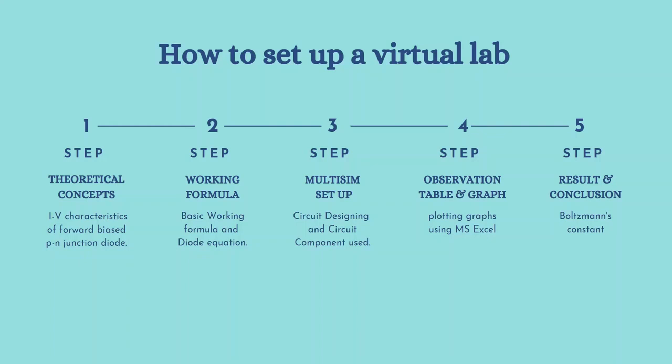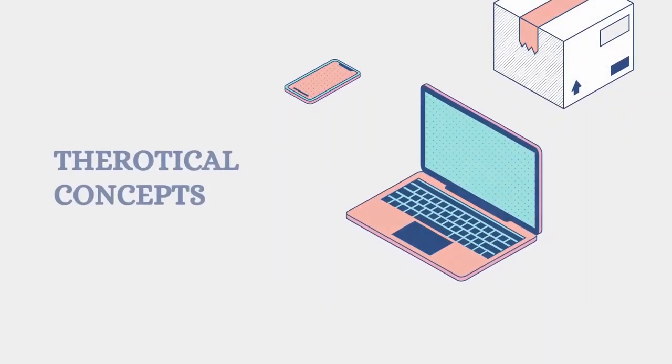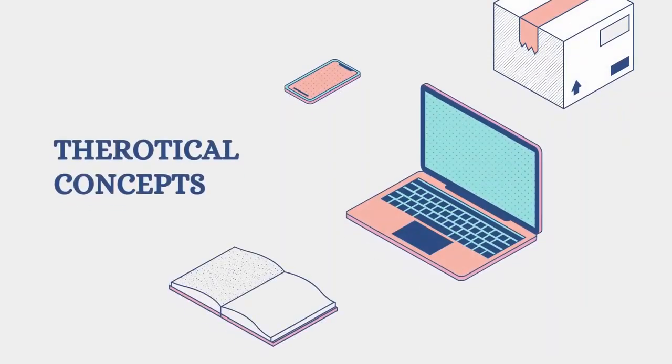In the second step, we will learn the working formula, basically the diode equation. Then in the third step, we will look at the Multisim software which we will be using for designing our circuit. In the fourth step, we will look at the observation table and the graph which we will plot using MS Excel. In the fifth step, we will draw conclusions and find the value of Boltzmann constant. So let's move to the first step, which is looking at the theoretical concept.